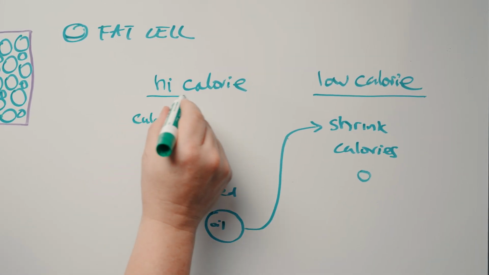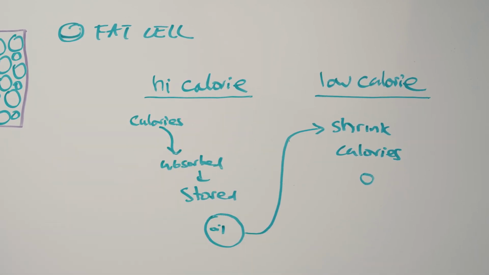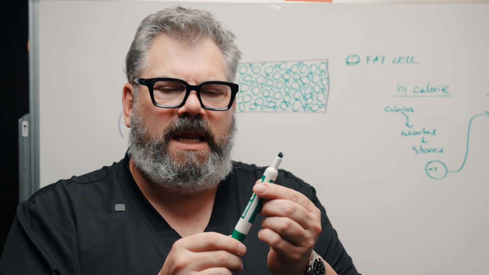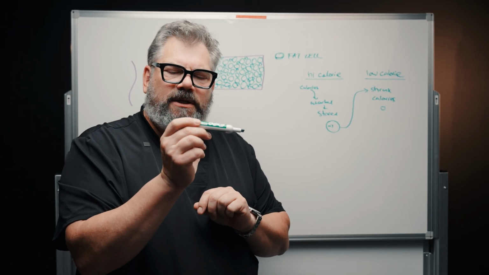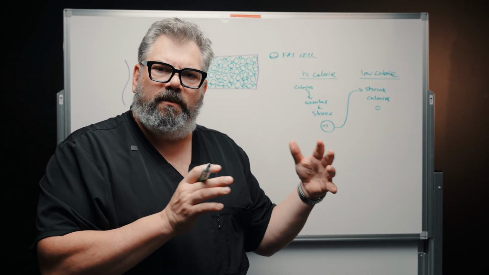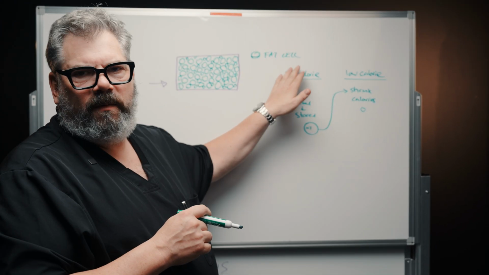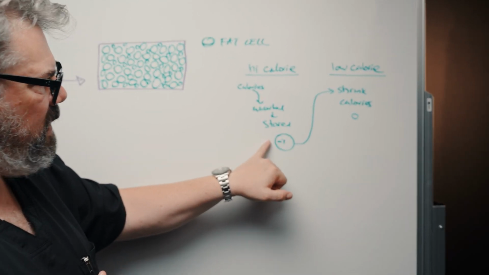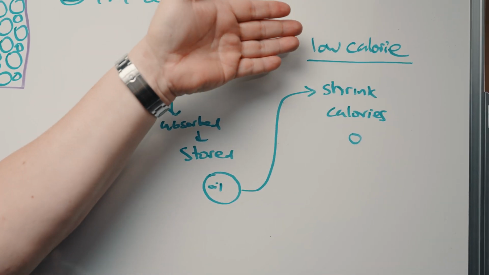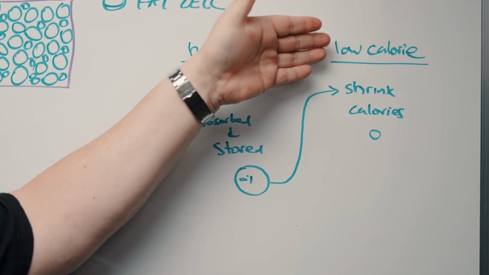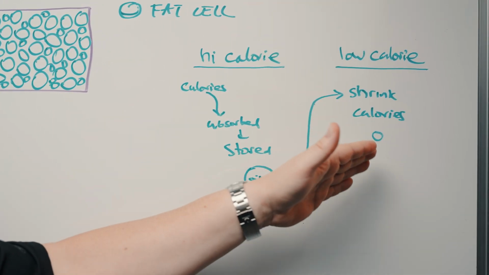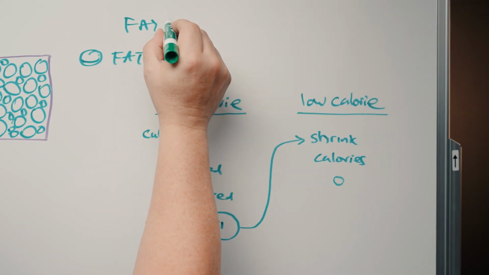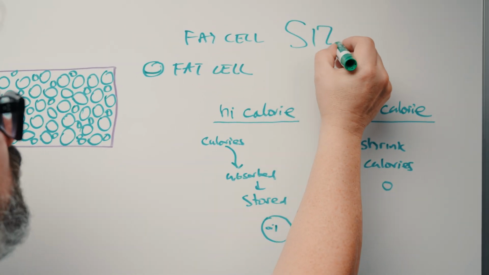When I say high calorie, I really mean an excess of calories. It's a balance between the food that you take in and the food you burn. If you're taking more calories in than you're burning, you're in what we're calling a high calorie state or a surplus. Those calories will be stored in the fat cells. When you're in a starvation state, where you're not consuming as many calories as you're burning, those fat cells will shrink. So that's what we're talking about when I'm talking about fat cell size.